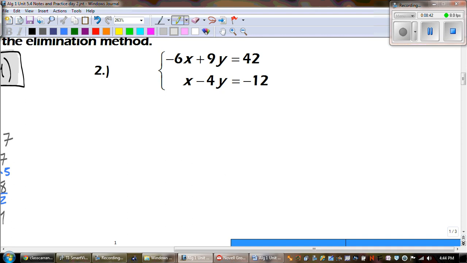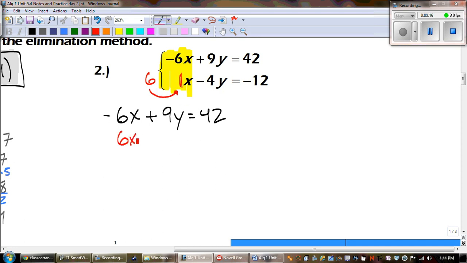Let's do it. Which one are we going to multiply? What do you want to cancel? X's or y's? Now, the thing I like about the x's right away is that's 1, and all I have to do is multiply by 6 and I can cancel everything out. Okay, so I'm rewriting the top equation, negative 6x plus 9y equals 42.